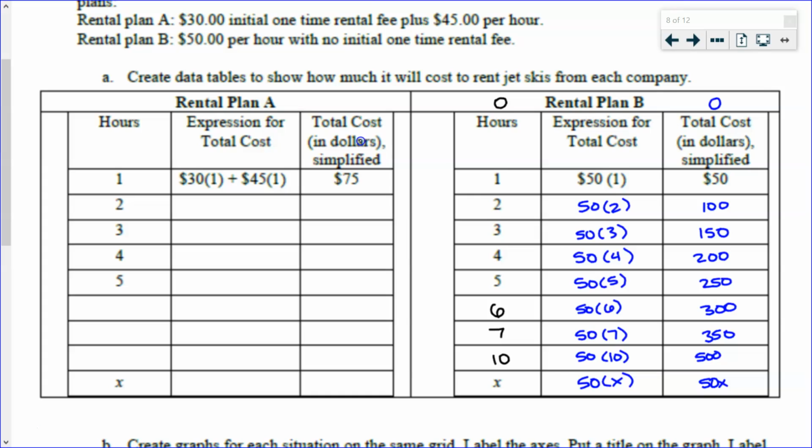You have just 15 seconds left. Okay, let's see how you did.